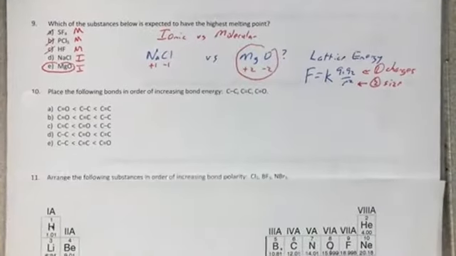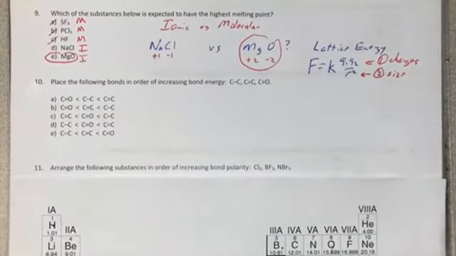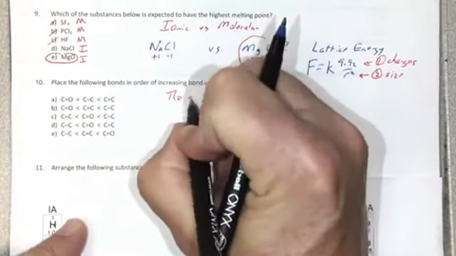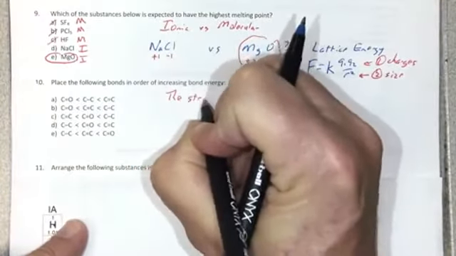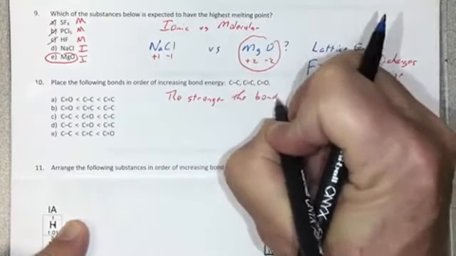Okay. Number 10. Place the following bonds in order of increasing bond energy. Now, bond energy is the energy required to break 1 mole of a bond. So the stronger the bond, the greater the bond energy.